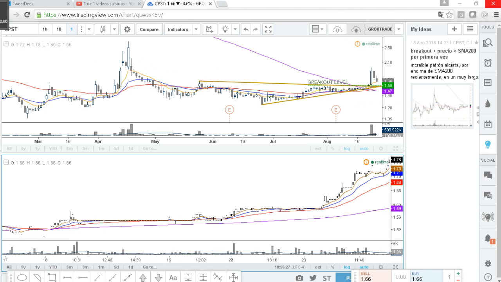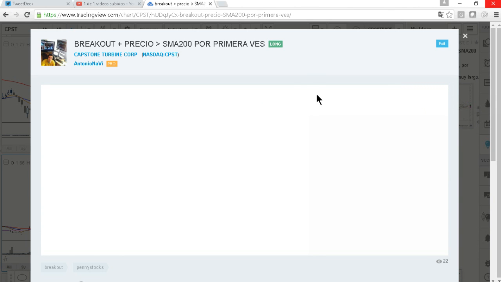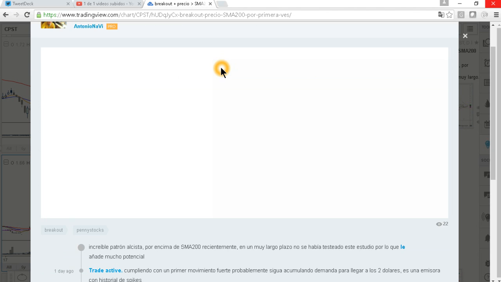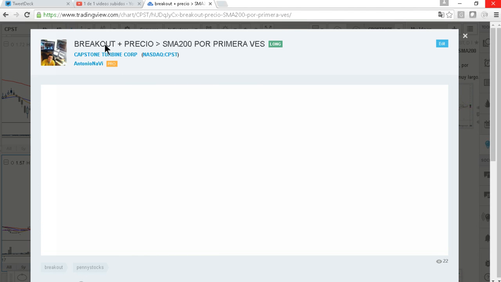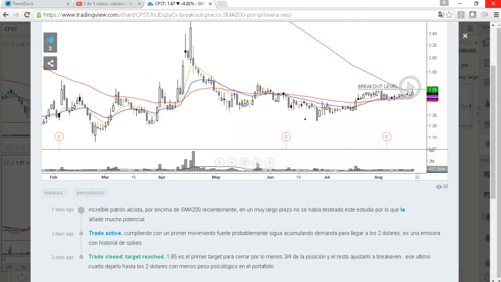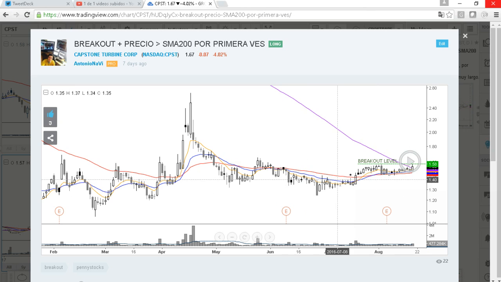Okay, the last example that I want to show you is one of the best alerts this week. So this is my idea on TradingView. Okay, always my ideas was from swing trades maybe, or potential explosion momo stocks. Okay, so in this case was a momo stock, CPST. Okay, this is in Spanish, but a breakout plus price above the simple moving average of 200 sessions for first time. Okay, so as you can see, this is the idea. We have right here the breakout level exact at 1.58.